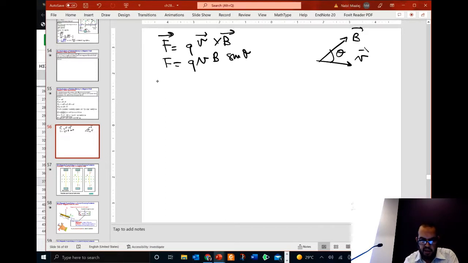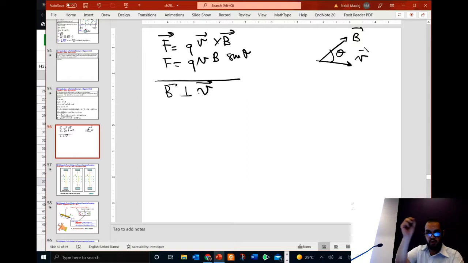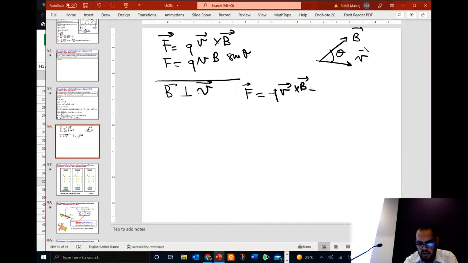Then we started looking at particles moving due to a magnetic field, and we said if the magnetic field is perpendicular to the velocity, then the force will cause the object to move in a circular motion. We can write Q V crossed with B equal to the mass times the acceleration. If V and B are perpendicular, F is equal to Q V B, and this is a centripetal force. It's equal to m a, and a in this case is V squared over R.